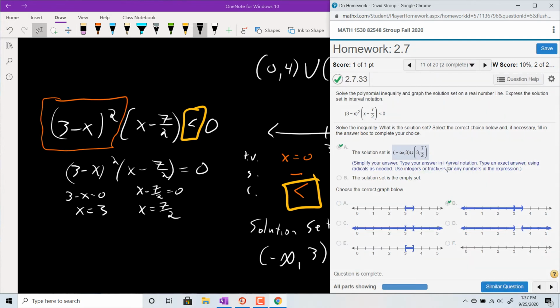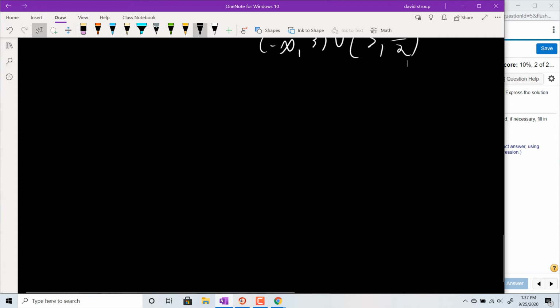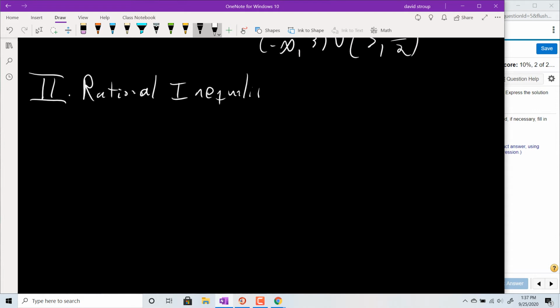Yay. Okay, so that's one type of problem you're going to see. The second type of problem are the rational inequalities. Solving rational inequalities is similar, but there's some extra stuff we have to worry about. So let's look at an example. We have x plus 1 all over x plus 3 greater than or equal to 2.